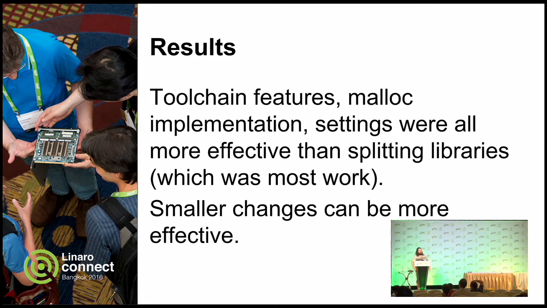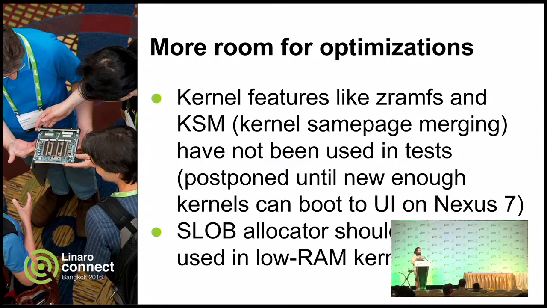One interesting thing is that the low-hanging fruit were actually more effective than some of the more advanced things we tried to do. So with toolchain features, switching malloc implementations, and adjusting a couple of ART settings, we could achieve much more than with splitting libraries into different parts, even though that was much more work. So sometimes small changes can actually be much more effective than bigger changes.